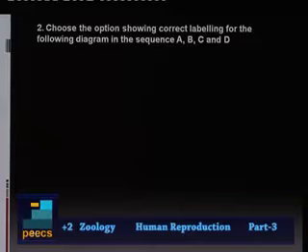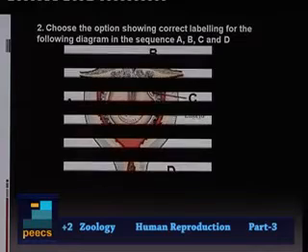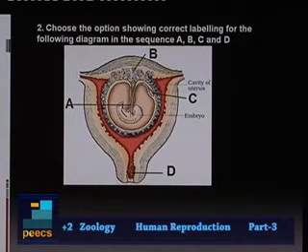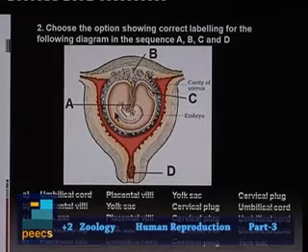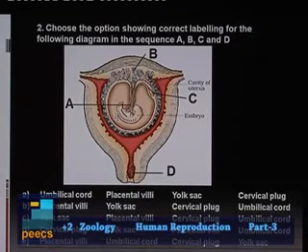Second question, choose the option showing the correct labeling for the following diagram in the sequence A, B, C and D. So a diagram of an embryo developing within the uterus is given here. Here is a set of options. Can you answer this question? Yes, it's very easy. Here the portion labeled as A is the umbilical cord. The portion labeled as B, what is that? Yes, they are placental villi. Then the portion labeled as C is the yolk sac, and D is the cervical plug. So you know the answer, that is option A.